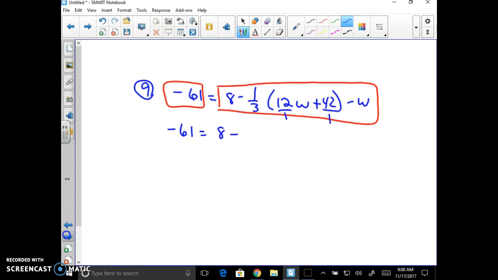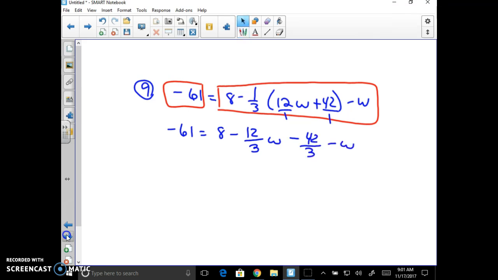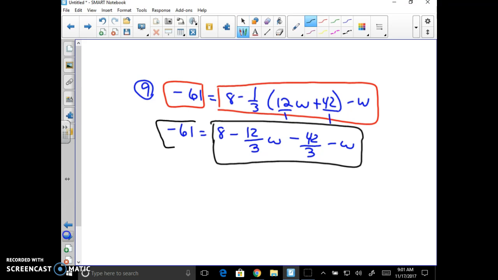A negative times a positive gives me the negative. 1 times 12 is 12. 3 times 1 is 3. W. A negative times a positive is negative. 42 over 3 times 1 is 3 minus w. Let's box again. So we're going to simplify first and then we'll combine like terms. So now we have negative 61 equals 8 minus 4w minus 14 minus w, because negative 42 divided by 3.